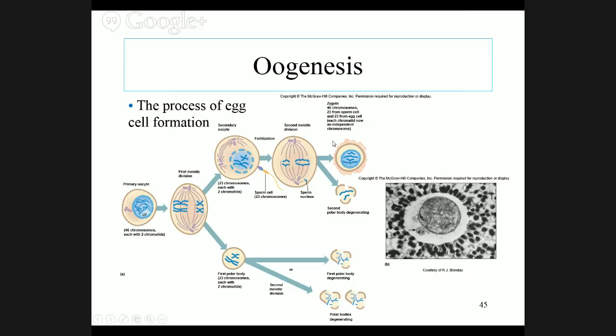Now, after that second meiotic division, the second polar body degenerates. In the first meiotic division, there's a secondary oocyte, but the first polar body either degenerates or undergoes a second meiotic division, with the second polar body degenerating.